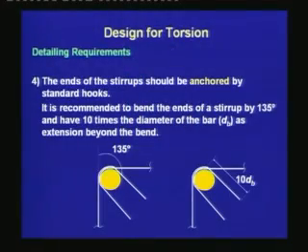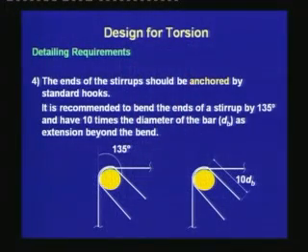The fourth requirement is related with the anchorage of the stirrups. The ends of the stirrups should be anchored by standard hooks. That means that unless the stirrup is properly anchored at the ends, it will not develop its yield stress. Hence, proper anchorage is necessary at the ends of the closed stirrups. It is recommended to bend the ends of stirrup by 135 degree and have 10 times the diameter of the bar, which is represented as dB, as extension beyond the bend.